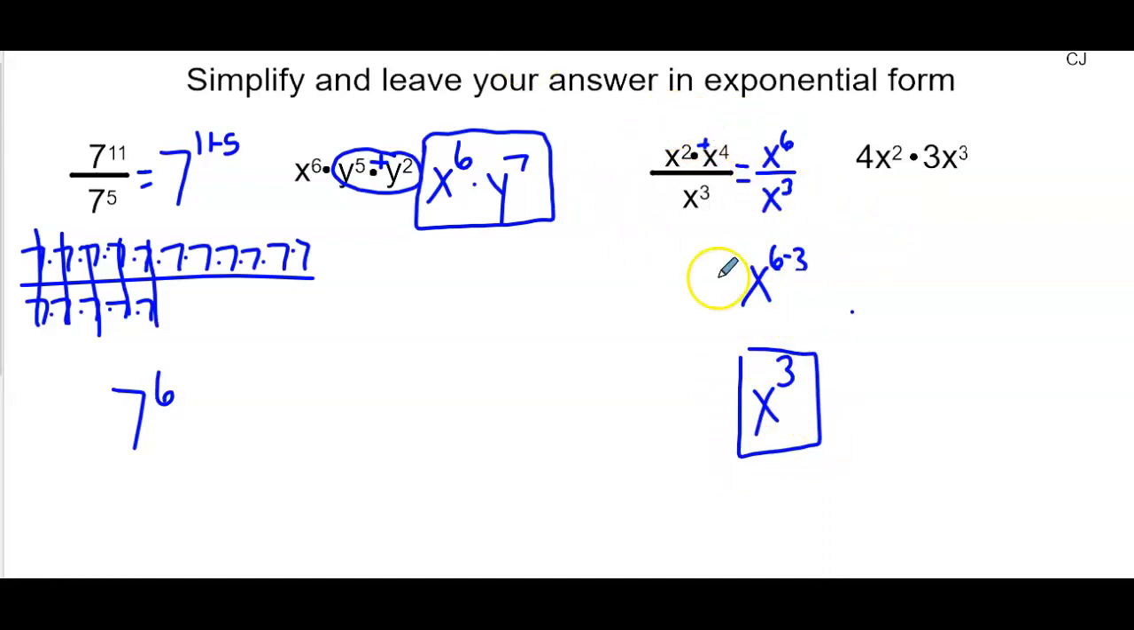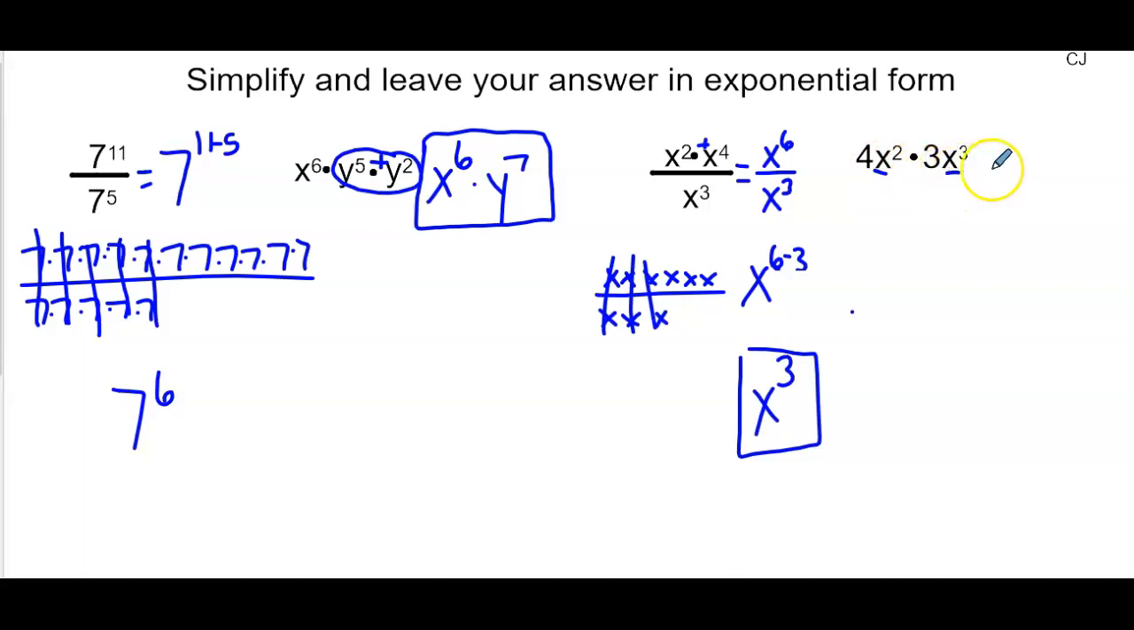If the shortcuts totally confuse you, remember you can write it all out. You have 2 x's here, 4 x's there, so 1, 2, 1, 2, 3, 4. On the bottom you have 3 x's. Cancel out what you can cancel out, and you would see that you would be left with x to the third.